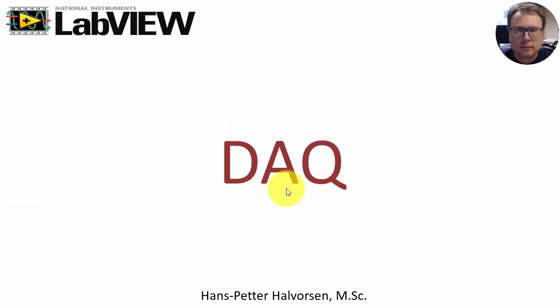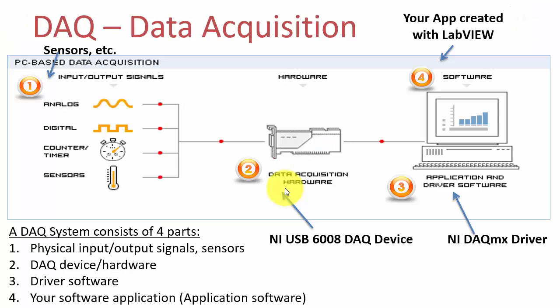Before we start using the USB-6008 DAQ device within LabVIEW, we will just give a short introduction to DAQ. So here we see an overview of a DAQ system. Typically you need 4 parts. Number 1, you need 1 or more sensors. It could be a temperature sensor, etc.